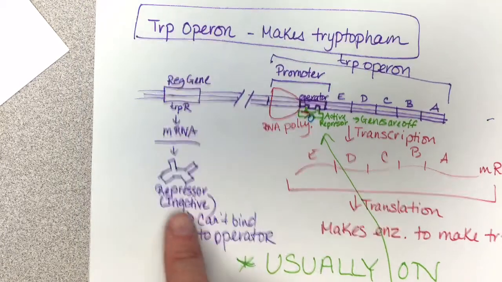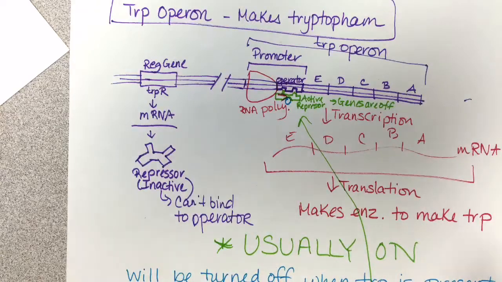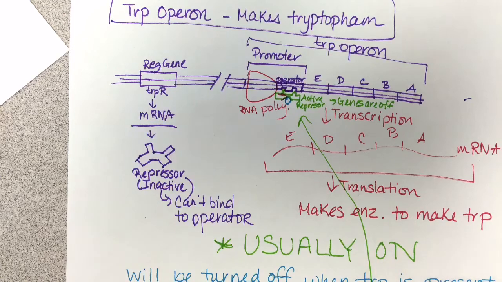All right, so the repressor is made in the inactive state, which makes the genes usually on. So that's your trp operon. All right, so it's a repressible operon.